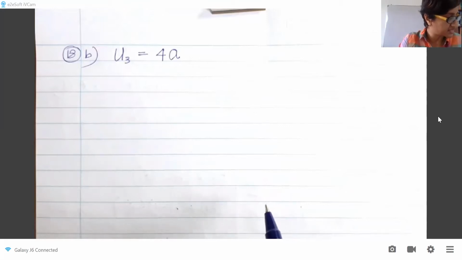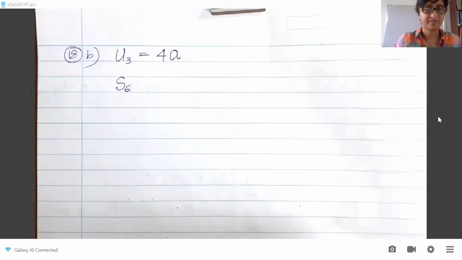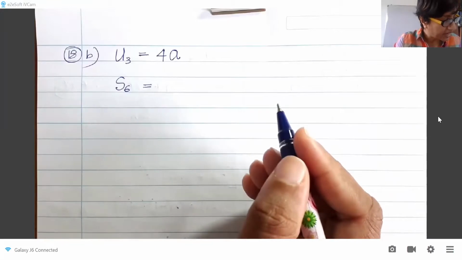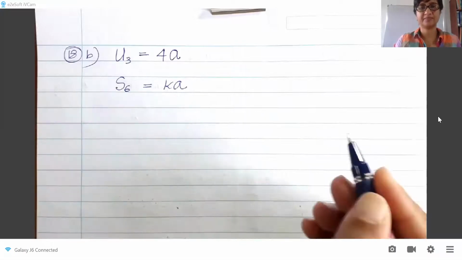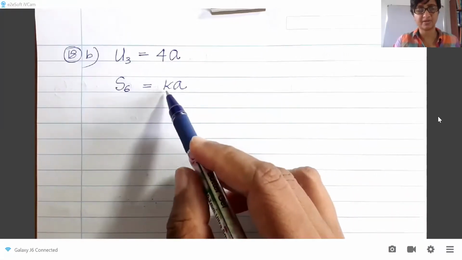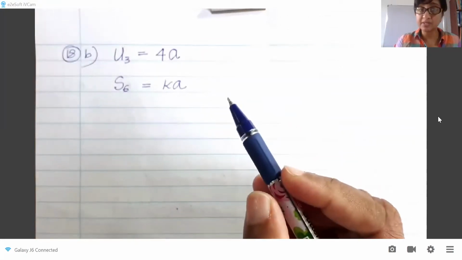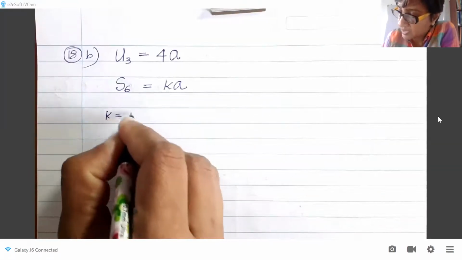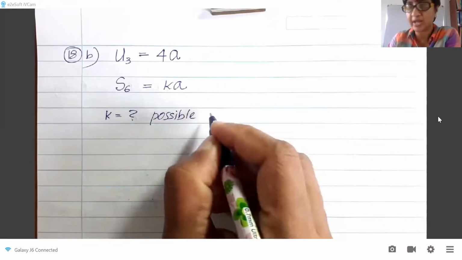The sum of the first 6 terms, that means S6, is k times the first term, ka. Is that right? k times the first term. Find the possible values for k. Find the possible values for k. Possible values means there is more than one value that k can be.